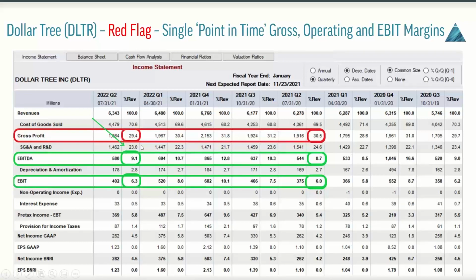We can also see that the company was able to cut selling general administrative expenses. They really don't have any R&D, the Dollar Tree. So it was that cut in SG&A from 24.6% of revenues down to 23 that actually yielded that EBITDA margin to increase to 9.1, okay?